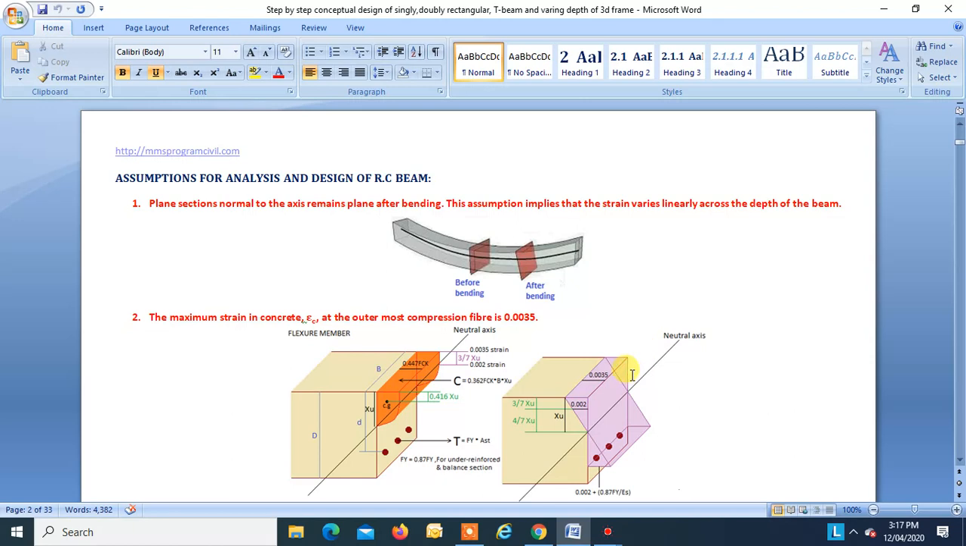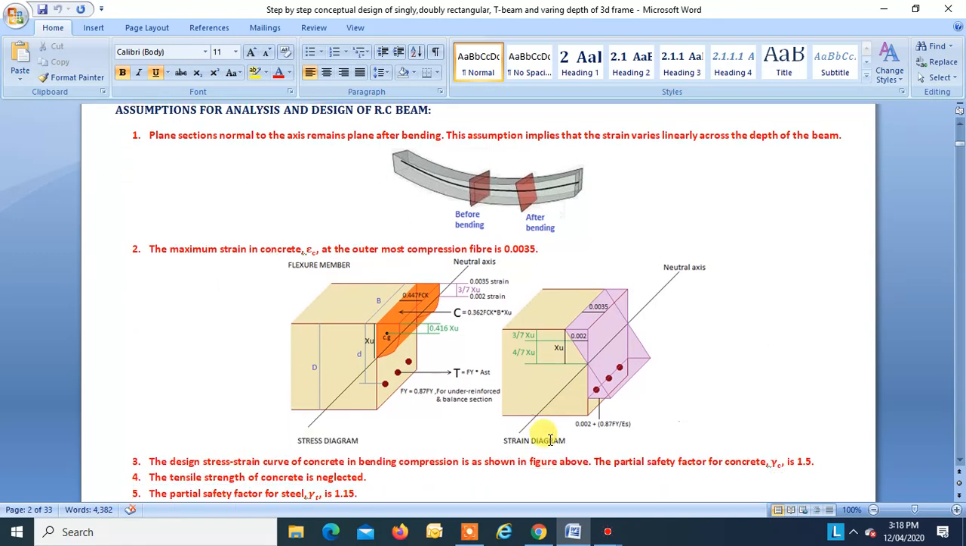So the ultimate strain in concrete is 0.0035. After this strain, the concrete starts crushing, right? And the ultimate strain to be taken in steel is 0.002 plus 0.87 fy by Es. The strain in steel should be equal to or greater than this. Then only we will get a tensile failure, right?